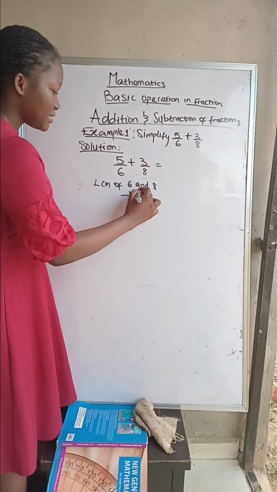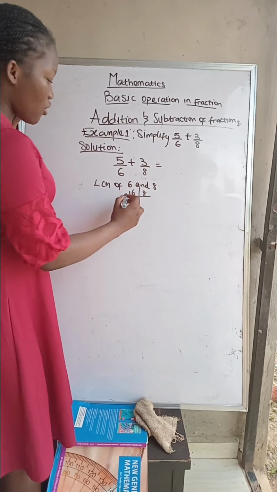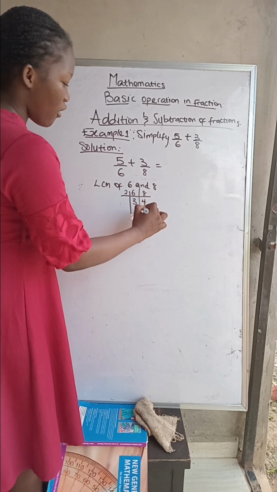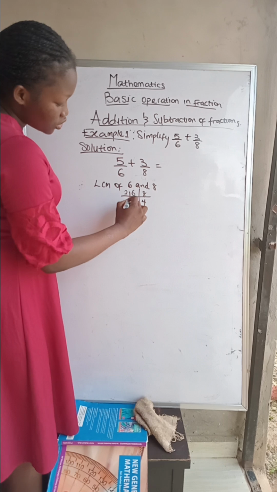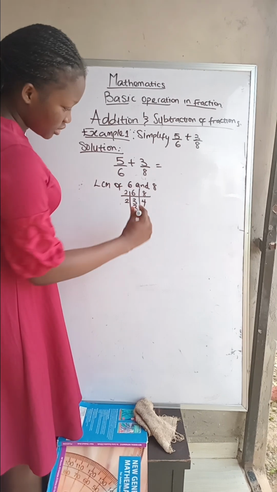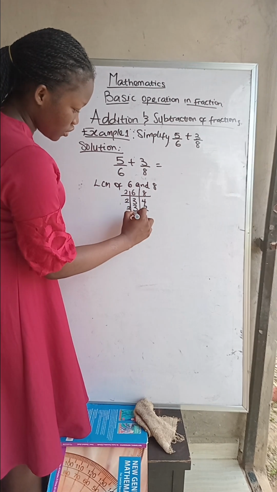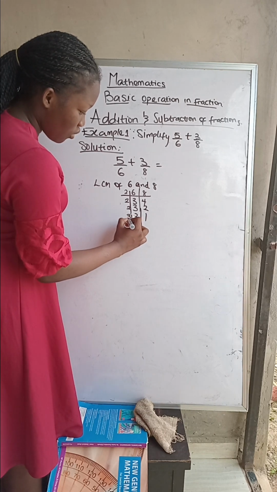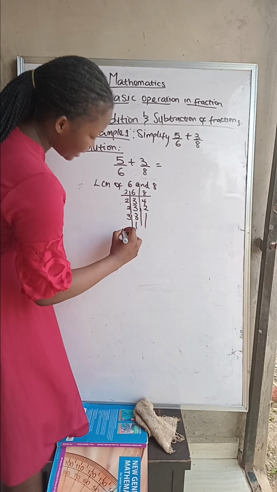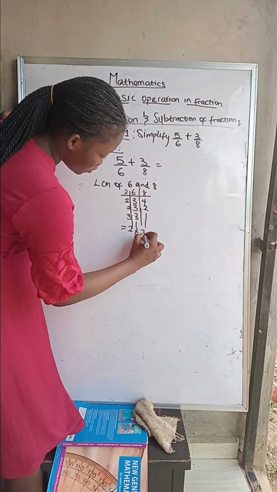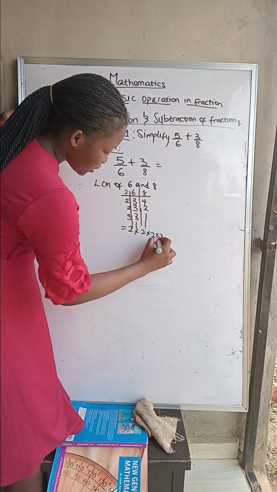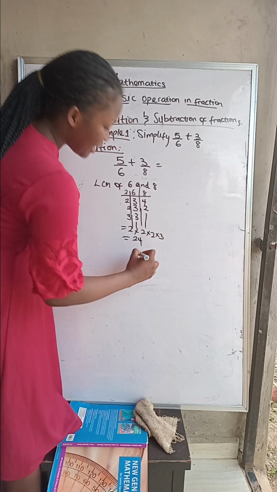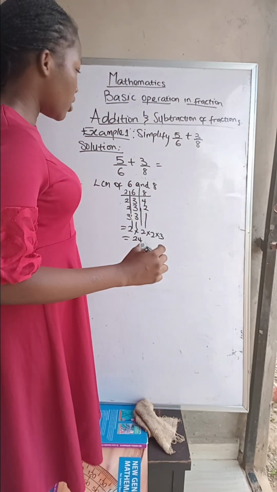So 6, 8. What can go into 6 and 8? 2. 2 into 6 is 3. And 8 divided by 2 is what? 4. We can go again with 2. 2 again, 3, 3 will remain. Then 4, 2, 2, 3. Then 1. 3 in 3 is what? 1. 1, 1. So let's multiply. We have 2 times 2 times 2 times 3. So 2 times 2 is what? 4, times 2 is 8, times 3 is 24. Now 24 is the lowest common multiple.